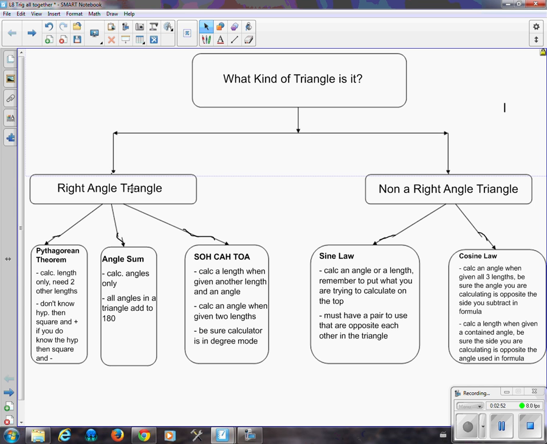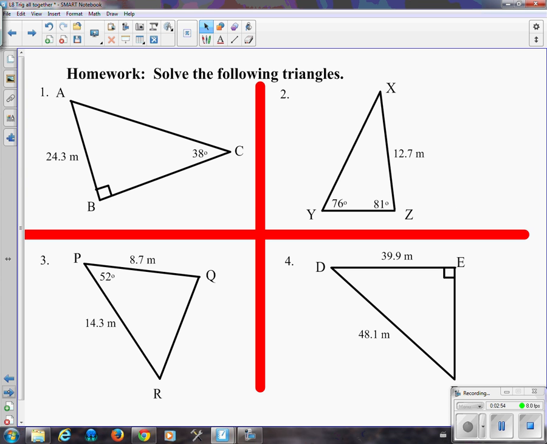Your job now: show me that you know how to solve a triangle by determining what type of trig or what type of calculation you need to do with these 4 questions. Once those 4 questions are done, please show me them, and then you can proceed with lesson number 9. Good luck.